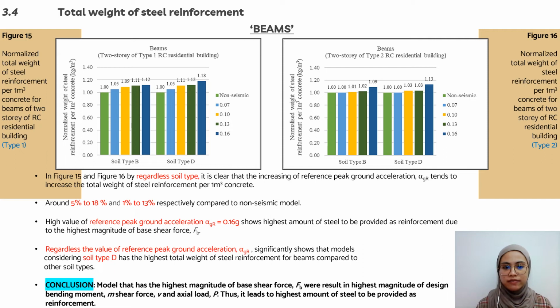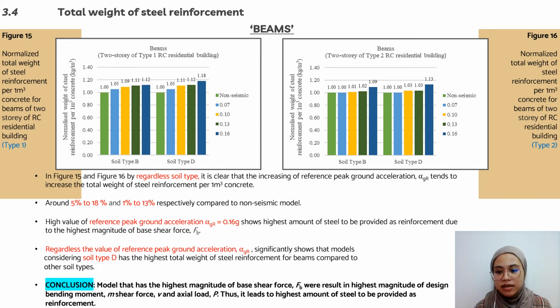As shown in Figure 15 and Figure 16, it is clear that the increasing of reference peak ground acceleration tends to increase the total weight of steel reinforcement per 1 meter cube concrete. Otherwise, regardless of the value of reference peak ground acceleration, soil type D shows the highest total weight of steel reinforcement for beams compared to other soil types, around 5 to 18% and 1 to 13% respectively compared to non-seismic model.